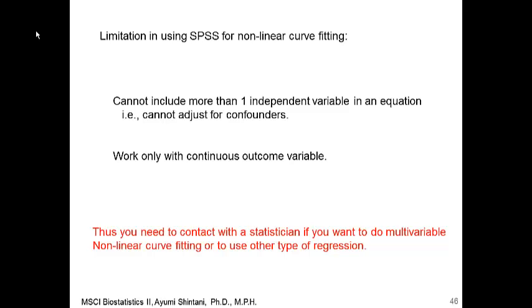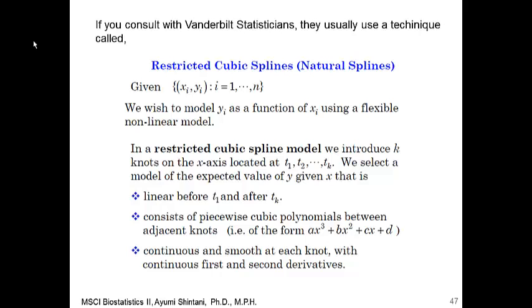So SPSS does have a feature for doing a nonlinear curve, although there are disadvantages to using SPSS for nonlinear regression. We cannot include more than one independent variable in an equation, so we can't adjust for confounders. And also it works only for a continuous outcome variable, so you can't really do nonlinear effects for logistic regression or other types of regression than linear regression. So my recommendation is to contact a statistician when you want to fit a nonlinear effect in your analysis. I will introduce you to the method we use, called the restricted cubic spline.